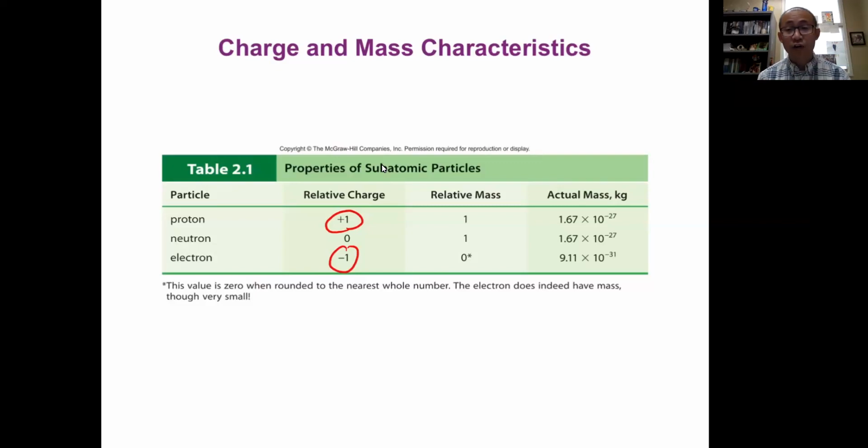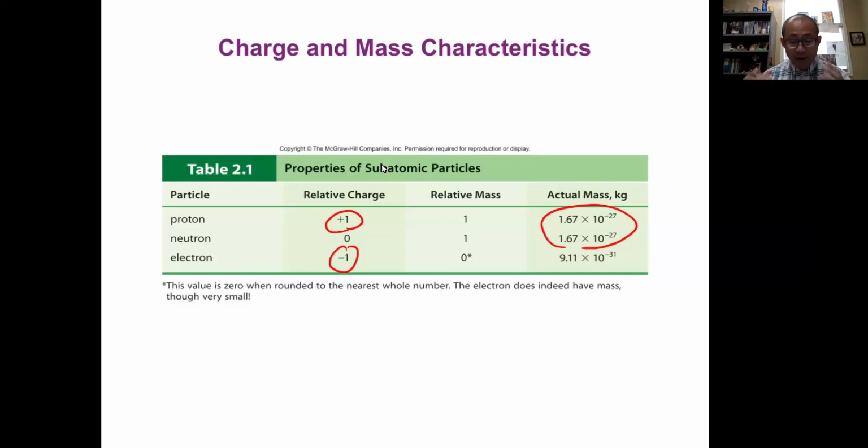Now, if you take a look at the mass, you will see that is also very interesting. The proton and neutron, their mass numbers are close to each other, 1. We call that relative mass 1, but the real mass here actually shows 1.767 times 10 to the negative 27 kilograms. That's the real mass, the actual mass. But we call that actual mass a 1 mass unit. So the relative mass of a proton is very close to the relative mass of a neutron, which is 1 mass number.